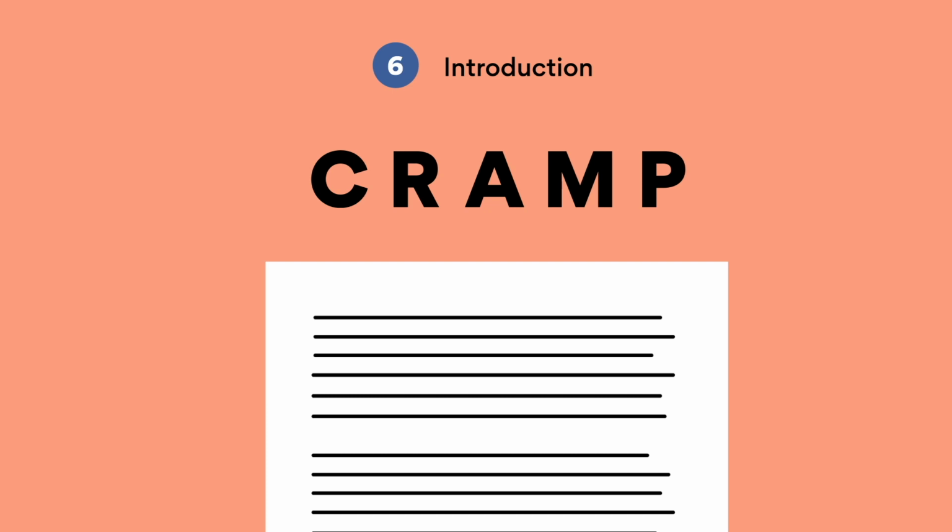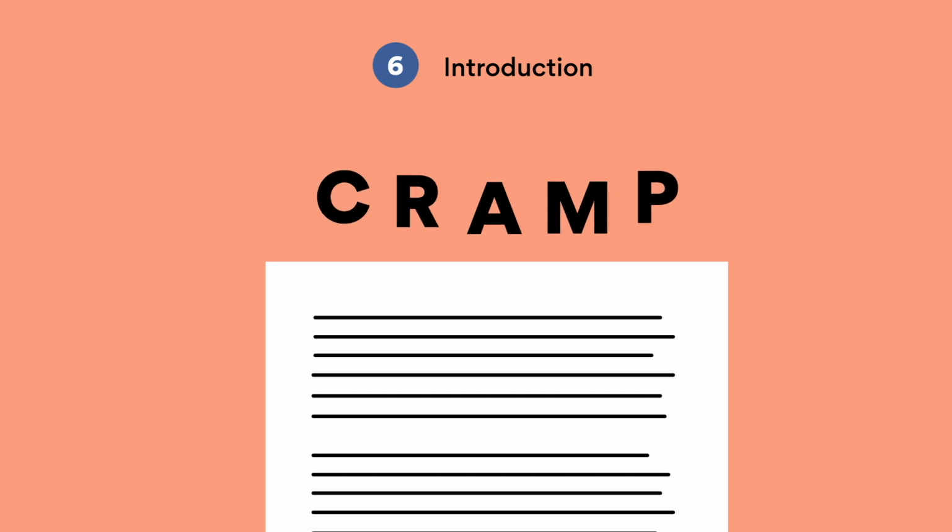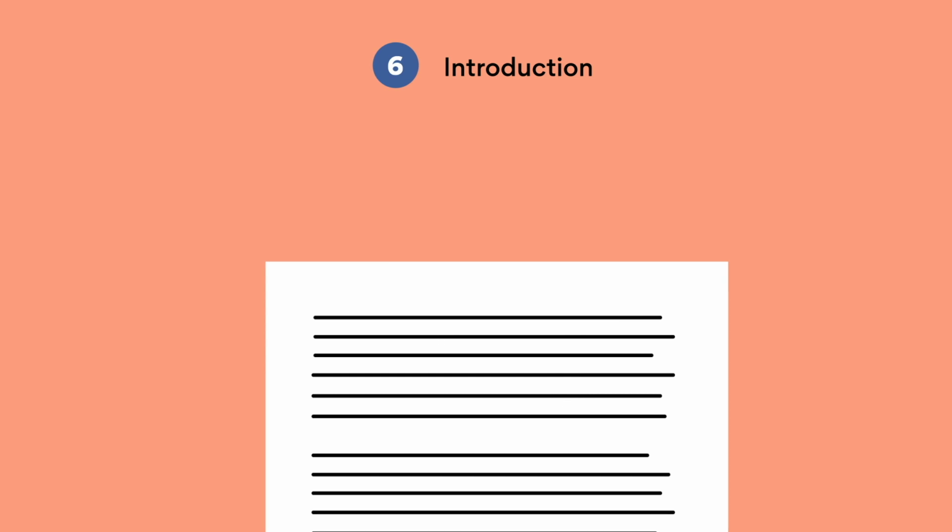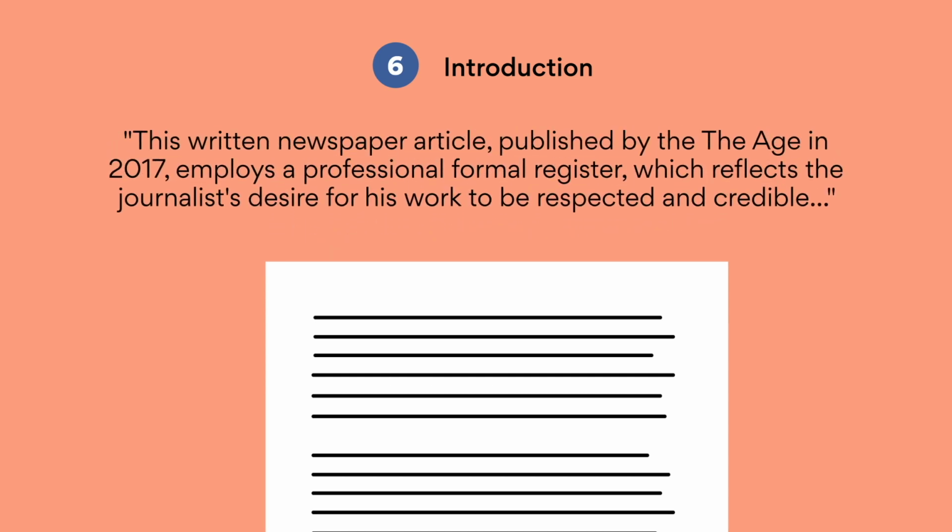You may wish to write a sentence for each letter of CRAMP, or combine a few letters. Your introduction does not have to be long, but it does have to be accurate, and most crucially, specific to the text. Try not to write something like, "This written text uses a formal register." Instead, write something more like, "This written newspaper article, published by The Age in 2017, employs a professional formal register, which reflects the journalist's desire for his work to be respected and credible."